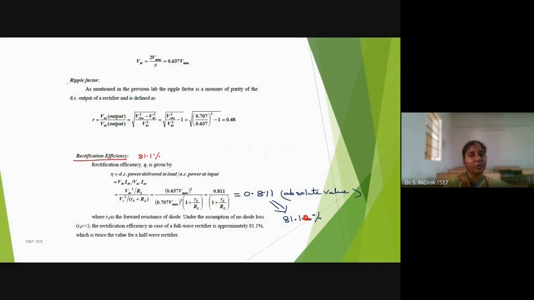And the ripple factor, the representation is gamma and the value is 0.48. All these things we will ask you in the Viva, and efficiency is denoted by eta. In the full wave rectifier, ripple factor is 0.48. In the full wave rectifier, efficiency is 81.12 or 81%. All these are theoretical things, formulas we have given here.